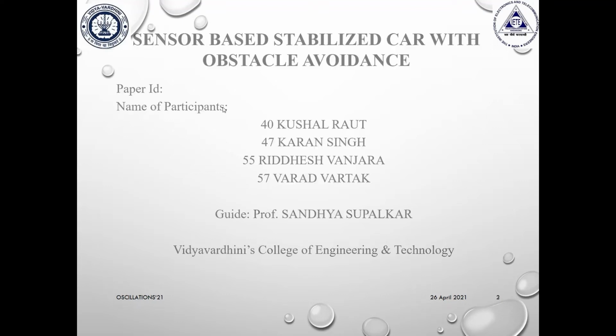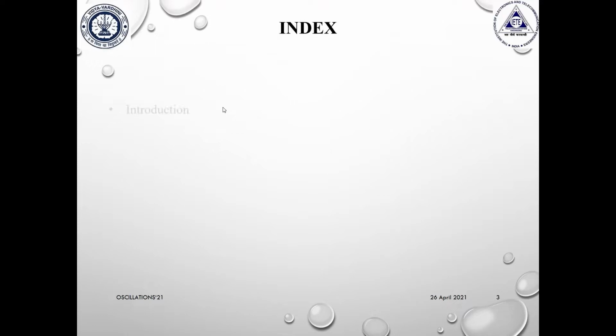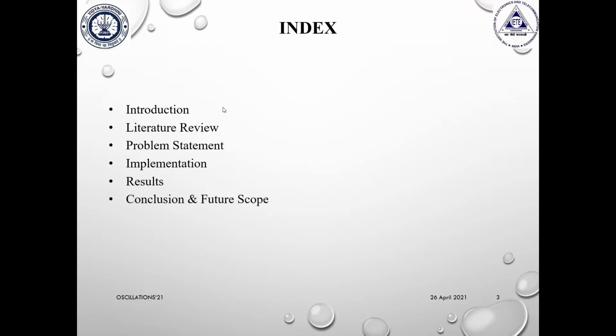In this presentation, we will be viewing what exactly an obstacle avoidance car is, the different papers referred for this project, the problem statement regarding the system, the implementation and working of this obstacle avoidance car, the result and the analysis done after its working, and finally what we conclude and what the future scopes are for this obstacle avoidance car.